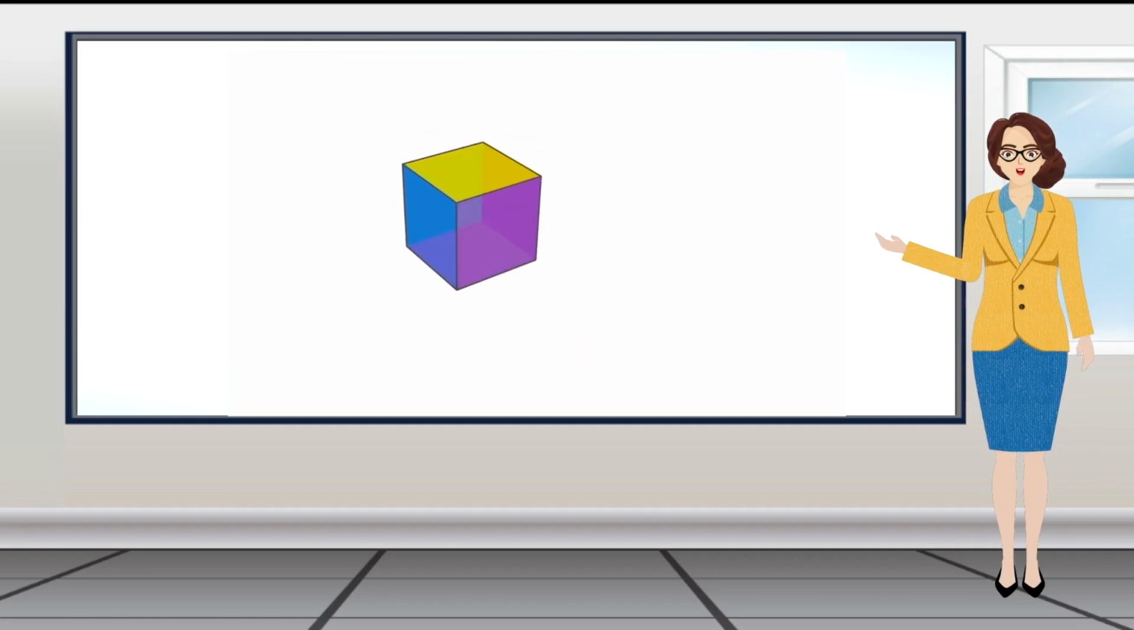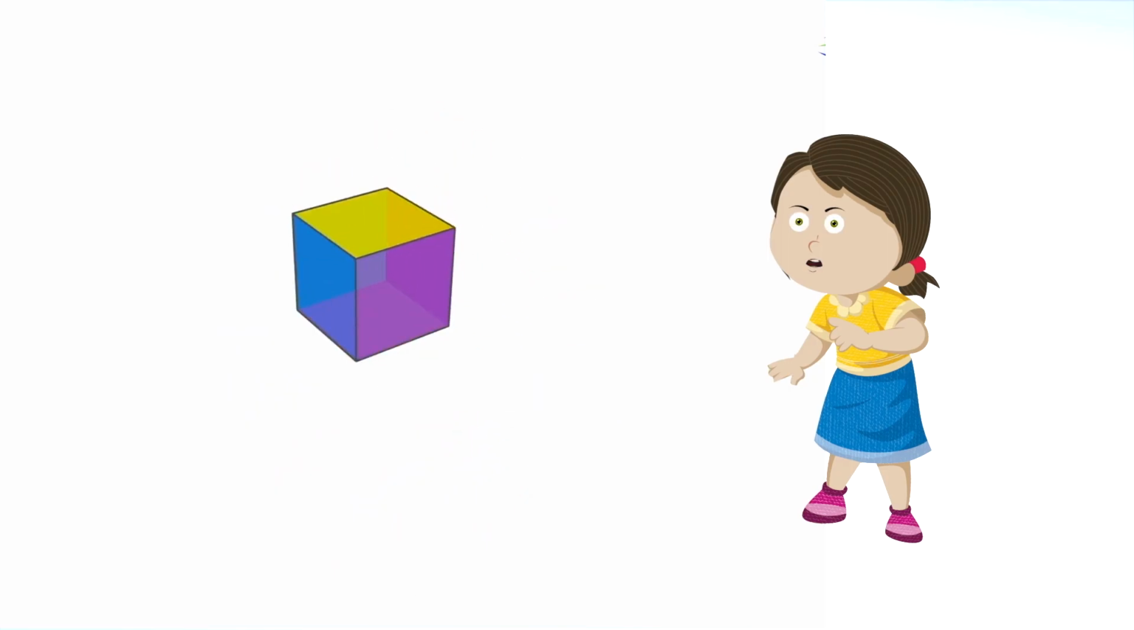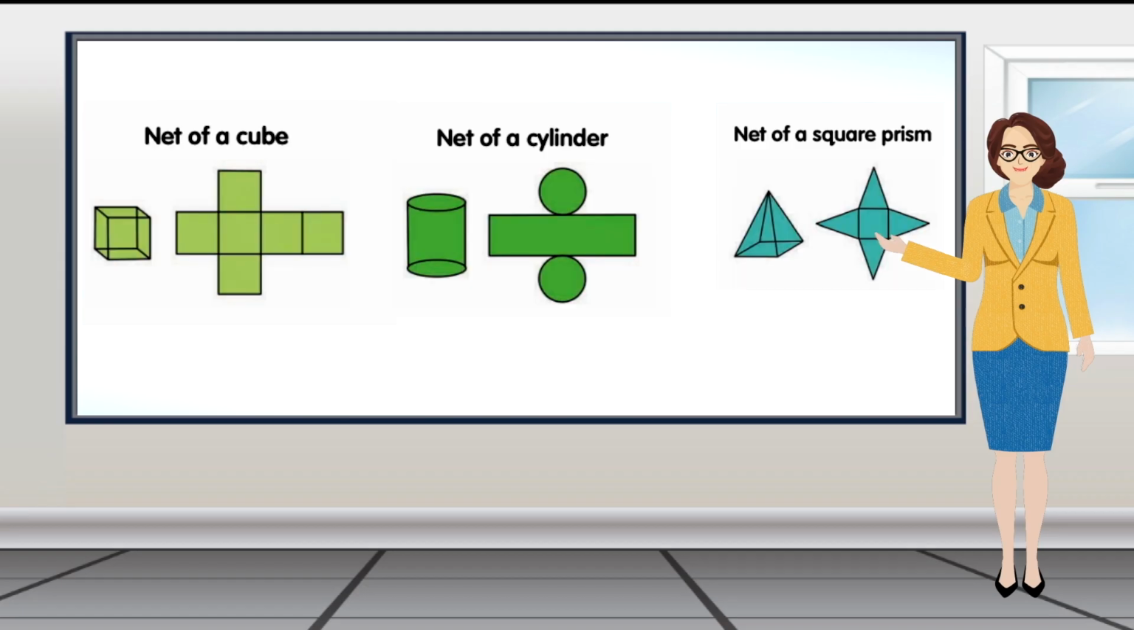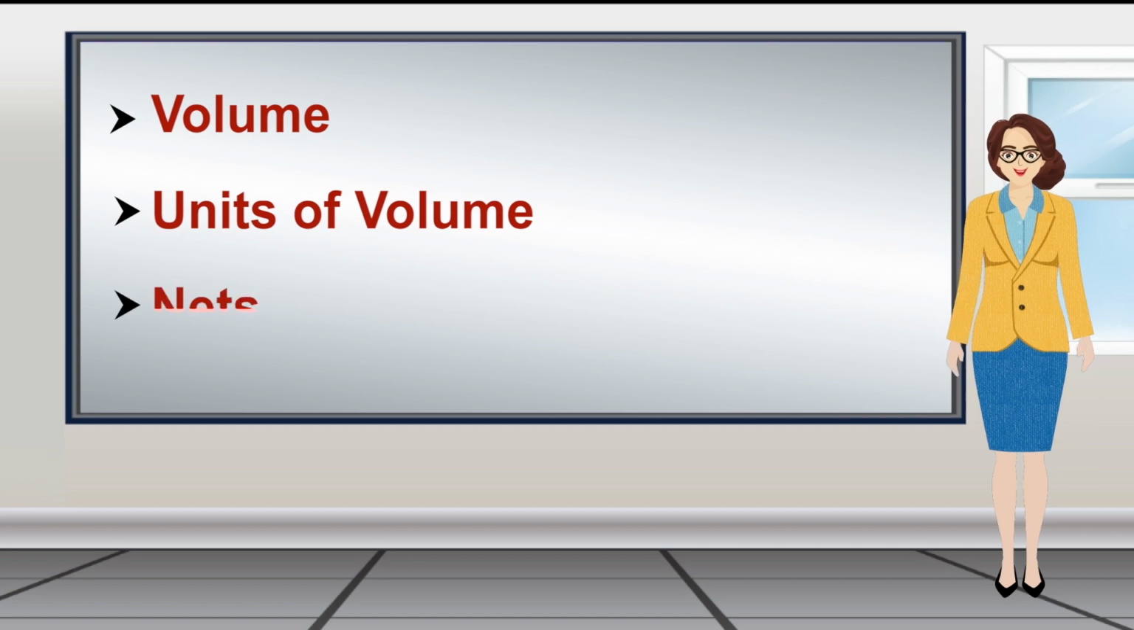How can a simple pattern transform into a solid shape? Absolutely! Nets are like blueprints for making 3D objects. They help us understand the structure of different shapes. And you can find nets for all sorts of shapes like cubes, cylinders, square prisms and more. It was really amazing. Students, in this chapter, you have learnt about volume, units of volume, nets.